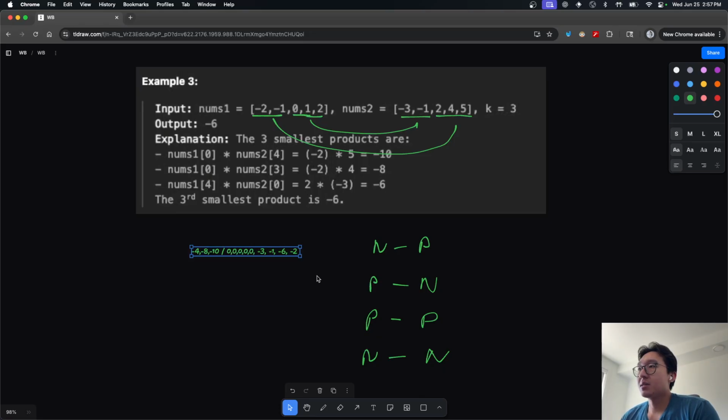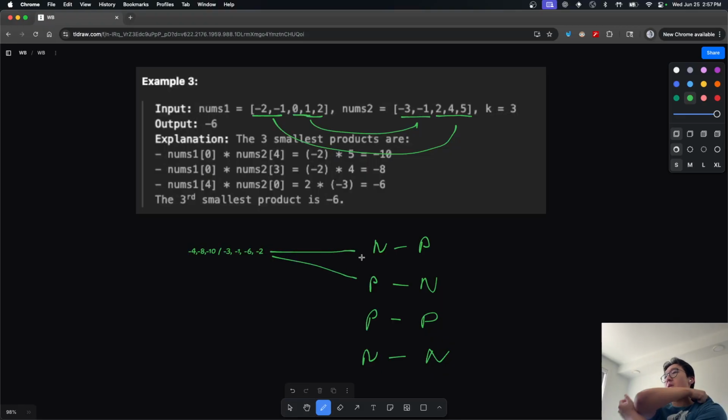So now that we have this, I actually didn't do the whole thing, but this shouldn't even be here. Okay, there you go. So these are those two. So this is this and this. Now we need positive, positive, negative, negative. So how can we use binary search here?